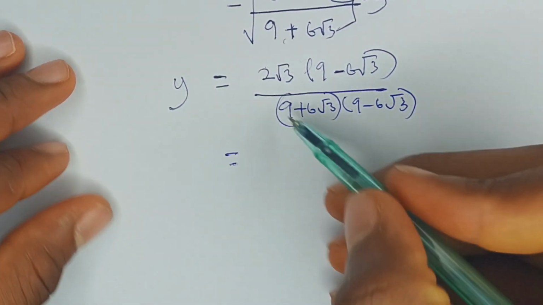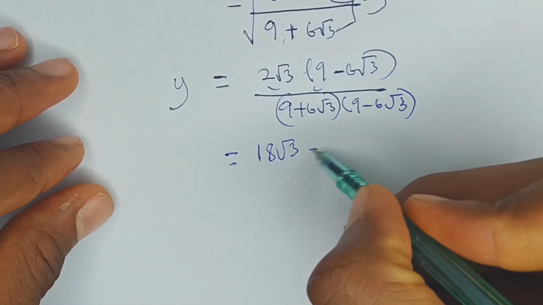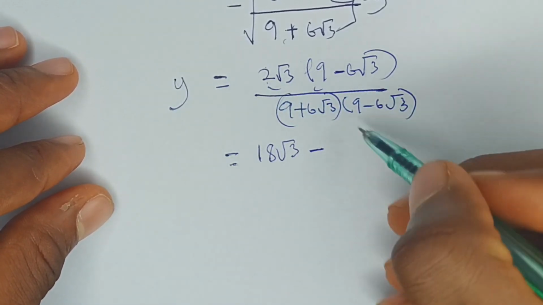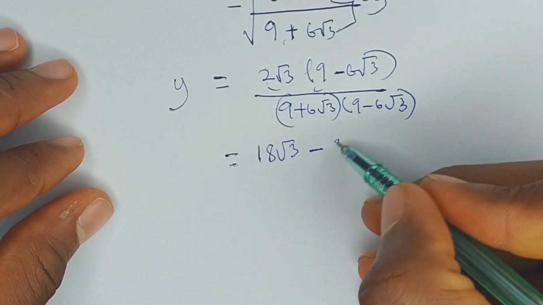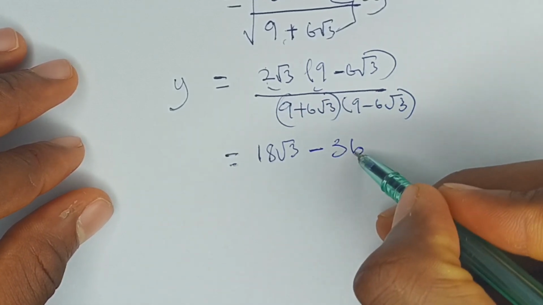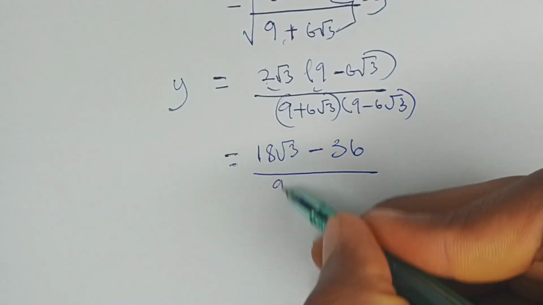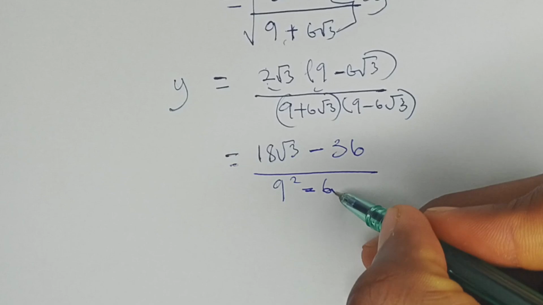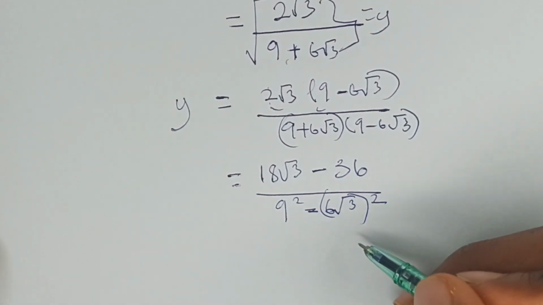Y becomes equal to 2 root 3 times 9 is 18 root 3, minus 2 times 6 is 12, root 3 times root 3 is 3, 12 times 3 is 36, divided by 9 squared minus 6 root 3 all squared. This is a difference of two squares, alright?